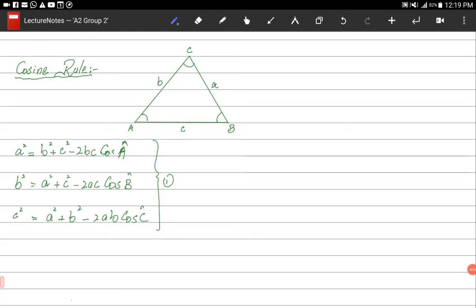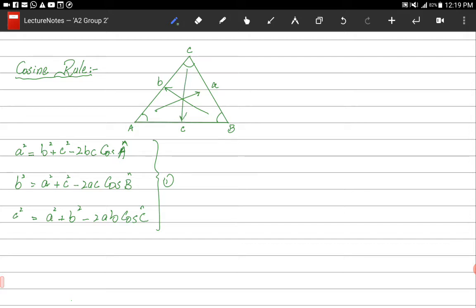Hi, today we are going to discuss the cos rule. If we have a triangle ABC, these are vertices A, B, and C. Opposite to vertex A, this is length a. Opposite to vertex B, this is length b, and opposite to vertex C, this is length c.